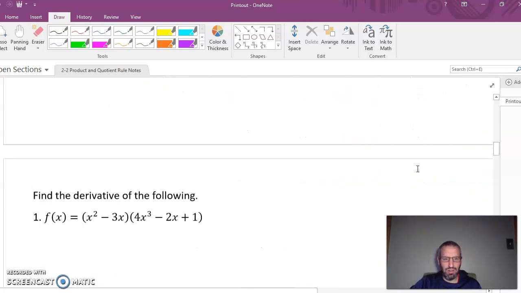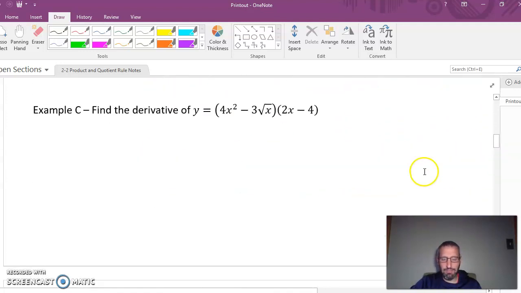One more example. One more? Yeah, one more. Then you get to try it. All right, take a look at letter C. Find the derivative of y equals. Now, do you see the product again? Do you see a product here?